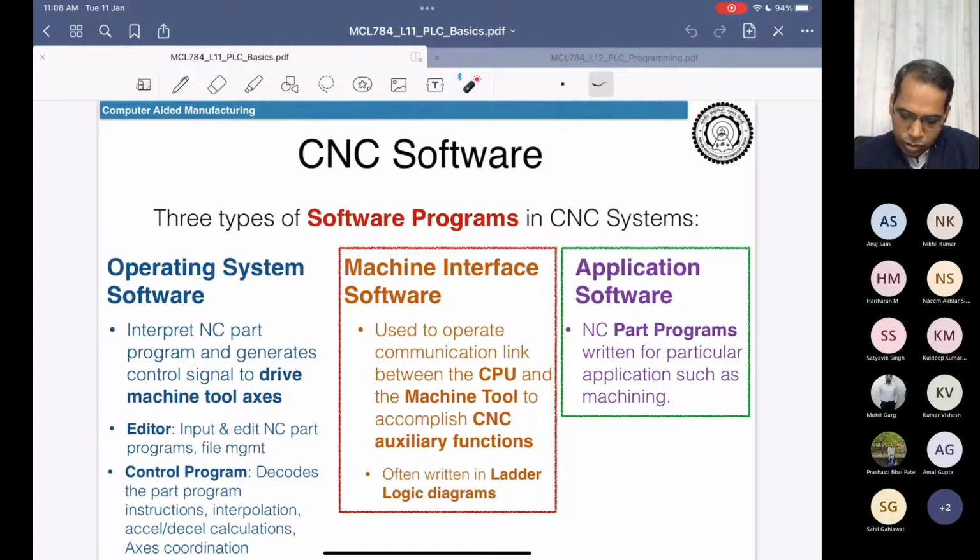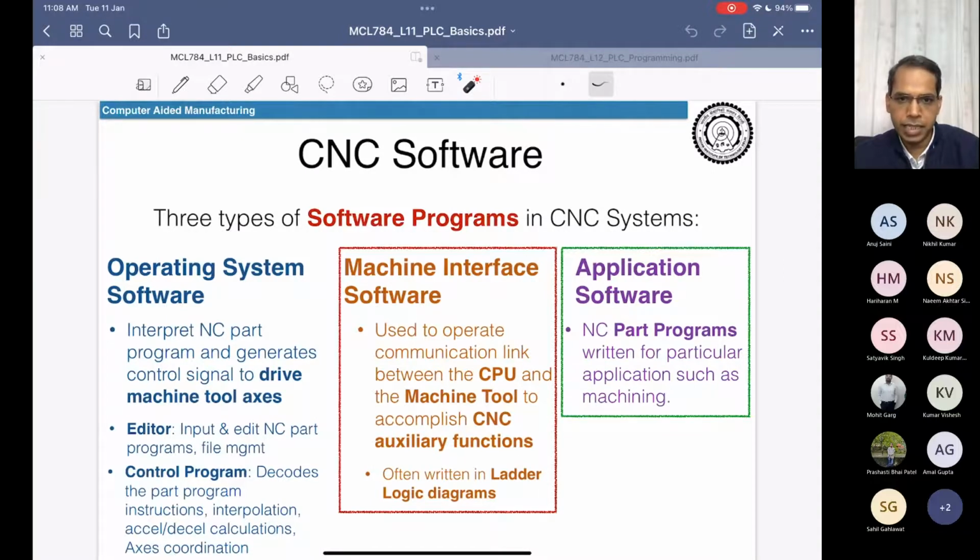And then there's a control program which will decode the part program instructions, do the interpolations, and calculate the accelerations and decelerations. These are related to the motion control applications. And then it does the axis coordination, because whenever you are implementing the interpolations, that coordination has to happen. So all sorts of computing will be done by this operating system software.